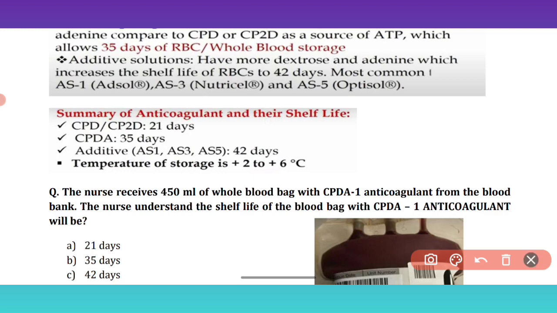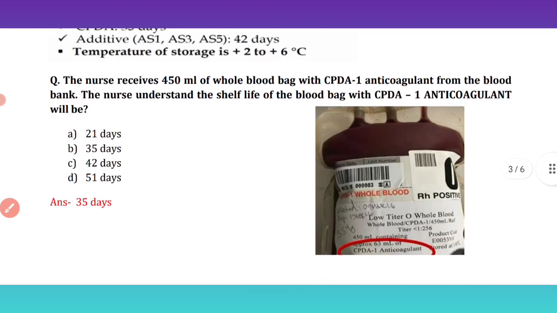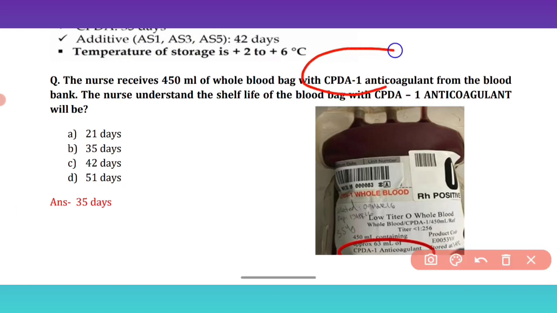Okay, so the next question is, the nurse receives a 450 ml whole blood bag with CPDA1 anticoagulant. This question is also related to the previous one. They have mentioned CPDA1 anticoagulant from the blood bank. The nurse understands the shelf life of the blood bag with CPDA1 anticoagulant will be. Here they are asking the shelf life. What is shelf life? Shelf life means how many days it prevents the RBC from clotting.